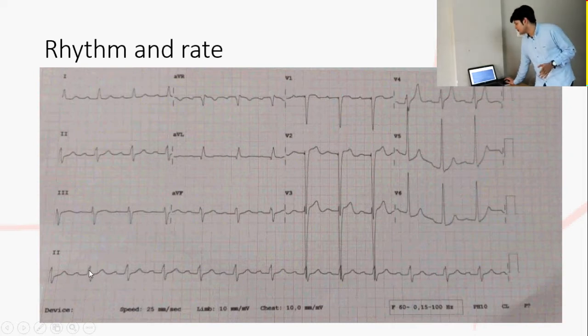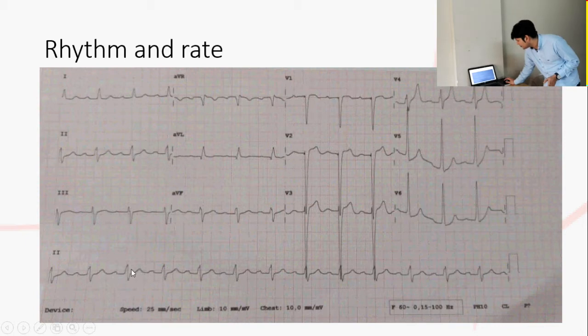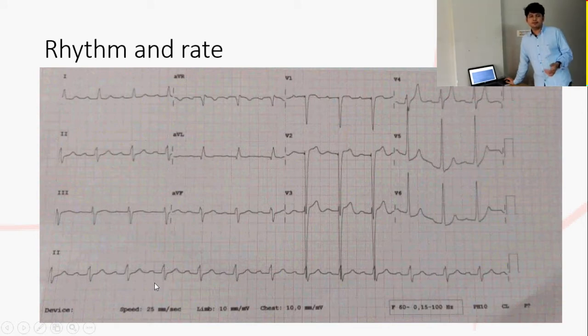Now we are going to apply 300 divided by the large squares between the two R waves. We start at this R wave and this R wave. Let's see how many large squares there are. This is 1, then second, third, 4. So 300 divided by 4, the answer will be 75. So the heart rate of this ECG will be 75 beats per minute. To decide the rate, first calculate how many large squares are there between the two R waves, and 300 divided by that number gives your answer.